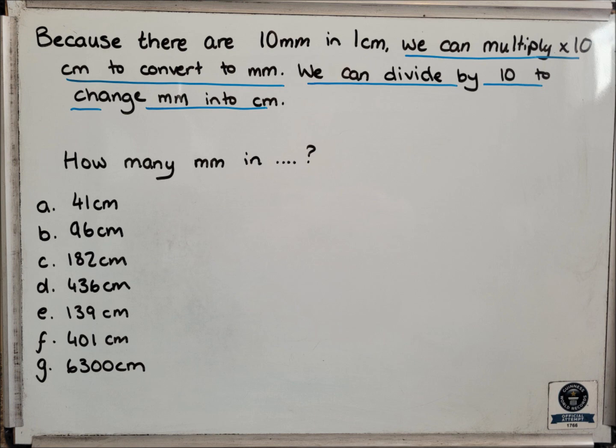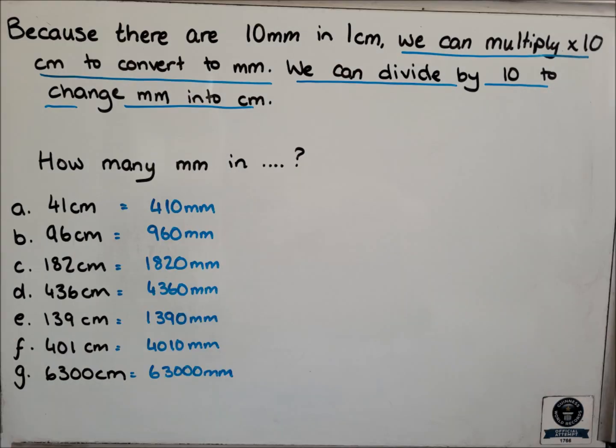Okay, the answers are on the screen just now, so you can have a wee look at those. So the first one is 410 millimetres, then we've got 960 millimetres, 1,820 millimetres, 4,360 millimetres, 1,390 millimetres, 4,010 millimetres, and the last one there was 63,000 millimetres.